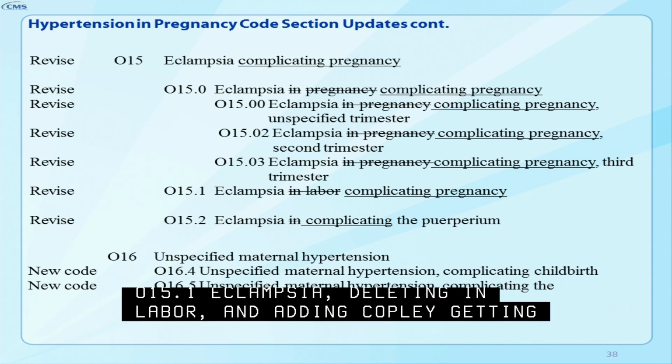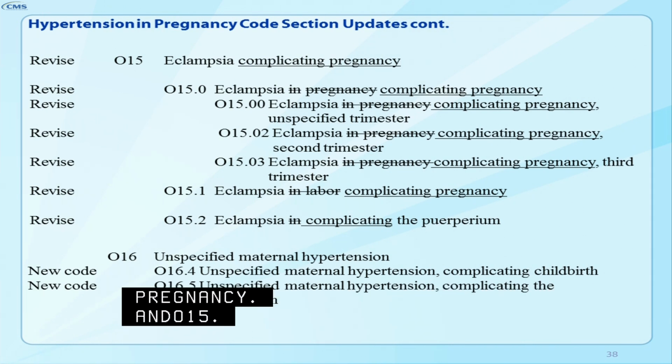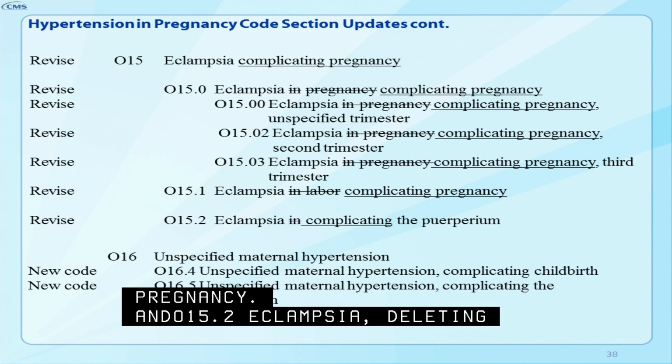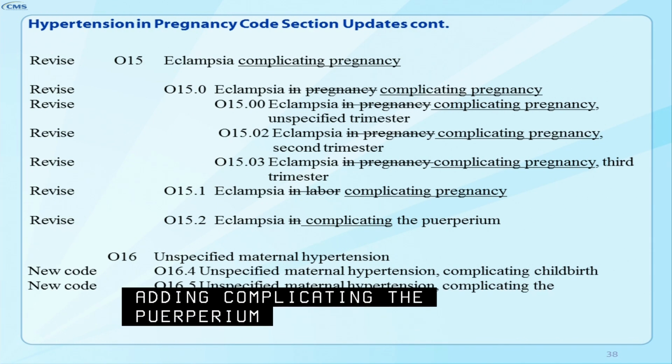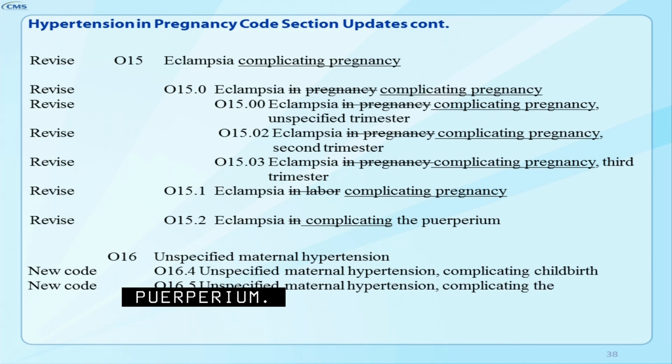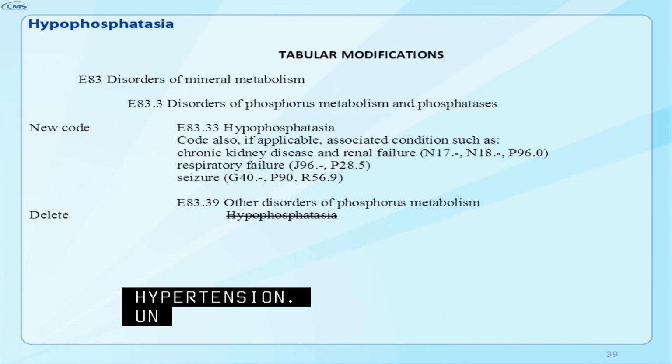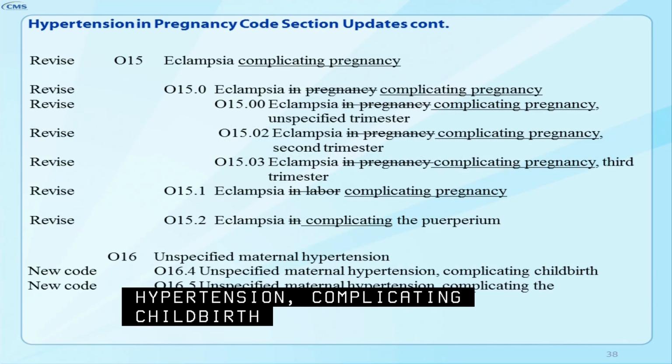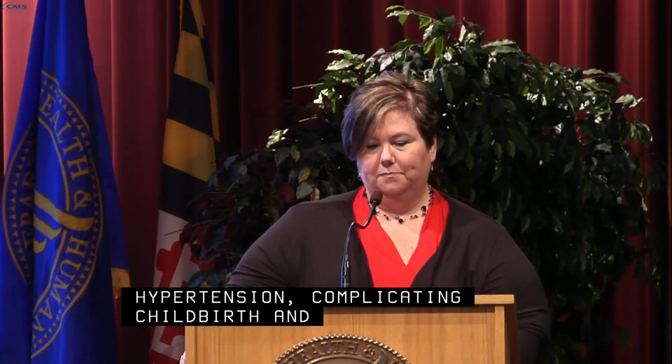And at O16, they are also wanting to add a code for O16.4, unspecified maternal hypertension complicating childbirth. At O16.5, unspecified maternal hypertension, complicating the puerperium. And that is it. Are there any questions?